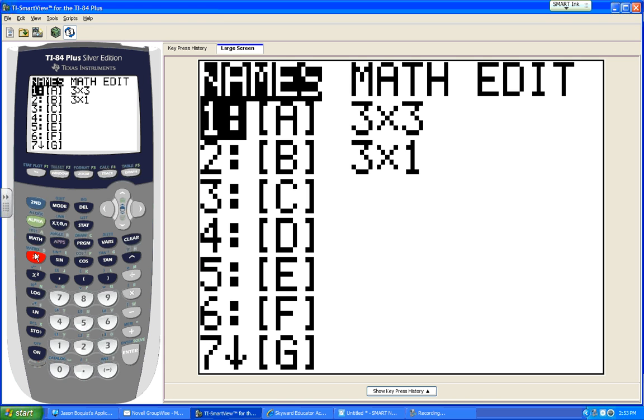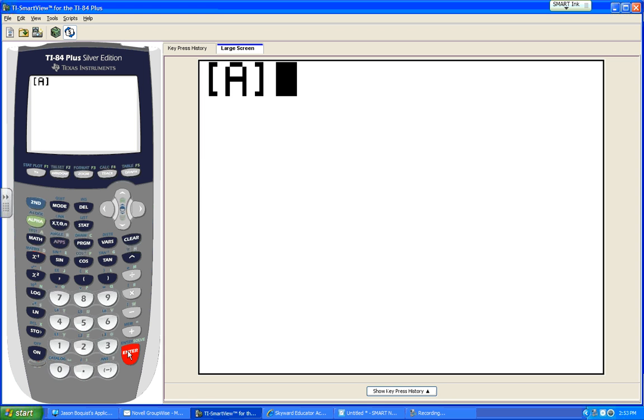Now be very careful right here. Hit enter. Notice how it has names and the first one is highlighted. Hit enter only once, because then it just leaves matrix A like that. Let me show you what happens if you happen to hit enter again.